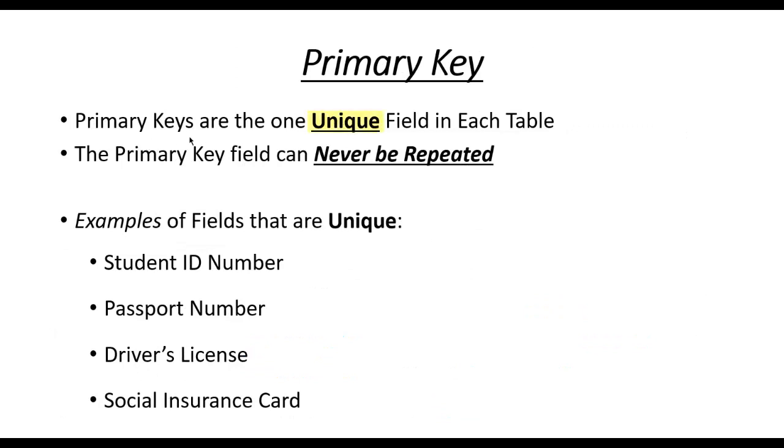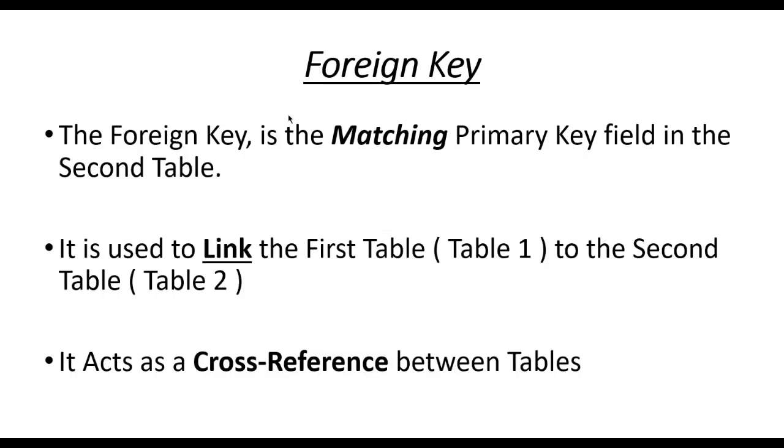Primary key. Primary keys are the one unique field in each table. The primary key field can never be repeated. Examples of fields that are unique could be your student ID number, your passport number, driver's license, and social insurance card. Foreign key. The foreign key is the matching primary key field in the second table. It is used to link the first table, Table 1, to the second table, Table 2. It acts as a cross-reference between tables.